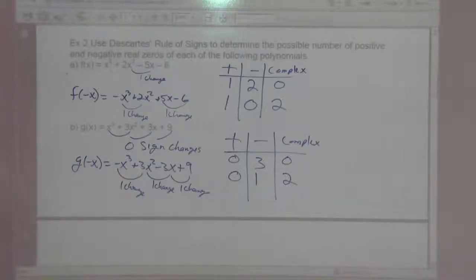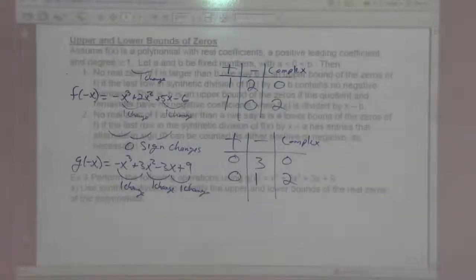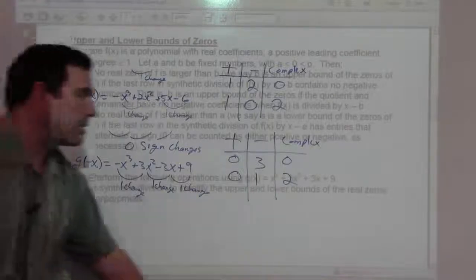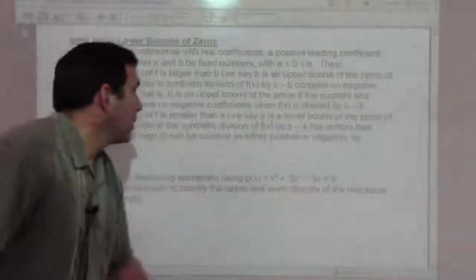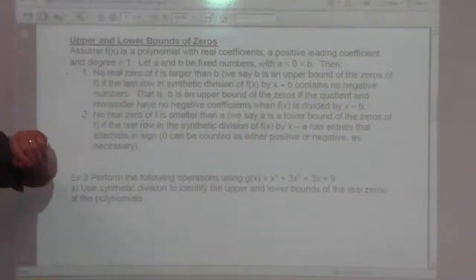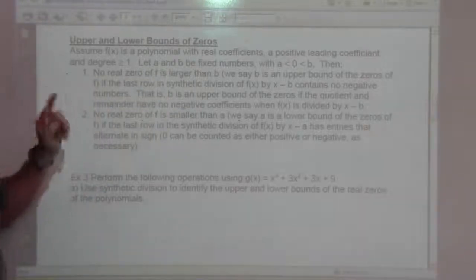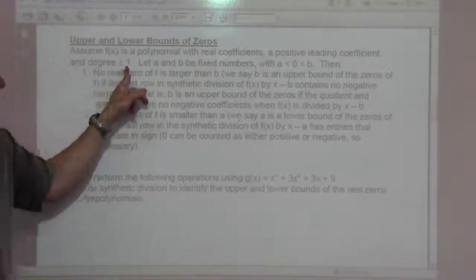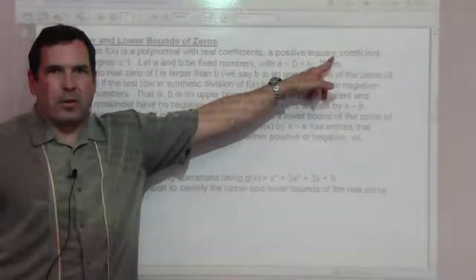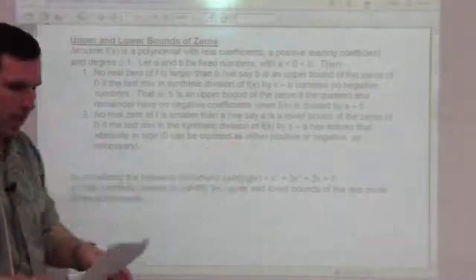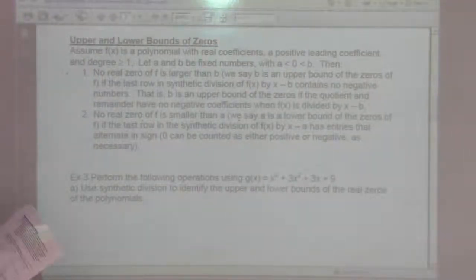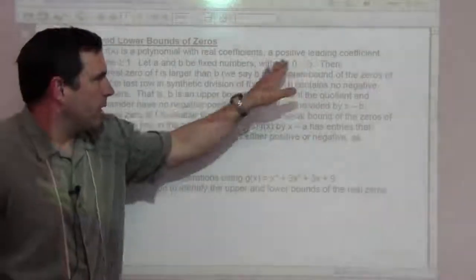Okay, I'm going to go on to the next page here. We're going to talk about upper and lower bounds of the zeros. This will tell us when to stop looking for bigger numbers. Assume f of x is a polynomial with real coefficients, again real, a positive leading coefficient and degree greater than or equal to 1. So positive leading coefficient, another key point here. Let a and b be fixed numbers with 0 between a and b. So it means a is less than 0, a is negative, b is positive.